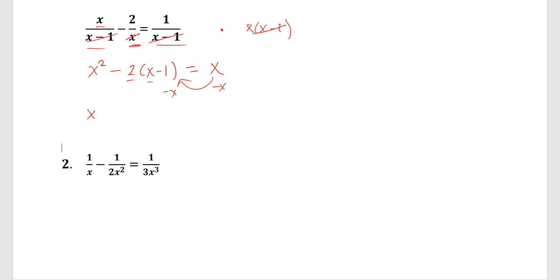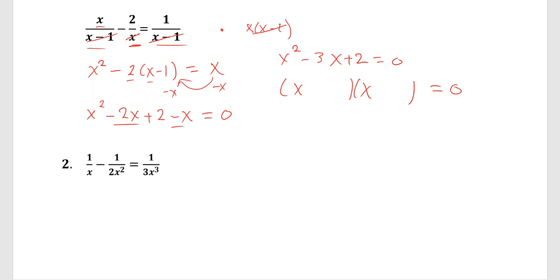So rewriting in proper form, we'll have x squared minus 2x, and then minus 2 times minus 1 is plus 2, and then x brought to the left-hand side is minus x equals 0. Okay, minus 2x minus x is minus 3x, so x squared minus 3x plus 2 equals 0.